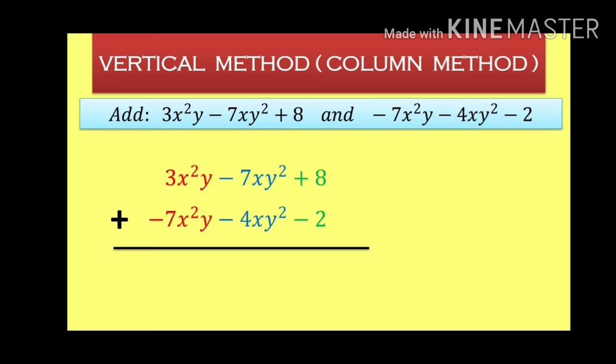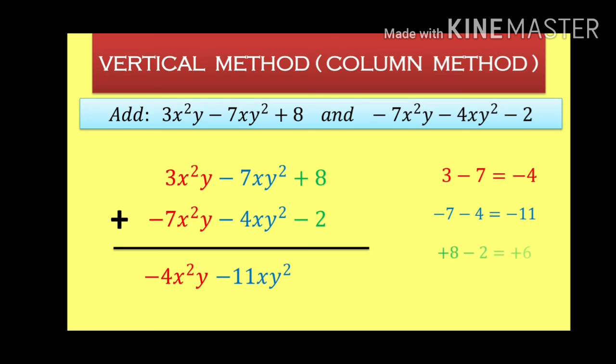Next, the same thing, the integer rules. We have 3 minus 7. So 3 minus 7 will give you minus 4. As x squared y is there, we'll get x squared y. Like apples is there, so we'll get apples only. Next, minus 7 minus 4. So minus 7 and minus 4 is minus 11. As xy squared is there, we'll get minus 11xy squared. Next, 8 minus 2 is plus 6 over. So that's the way we use the column method.